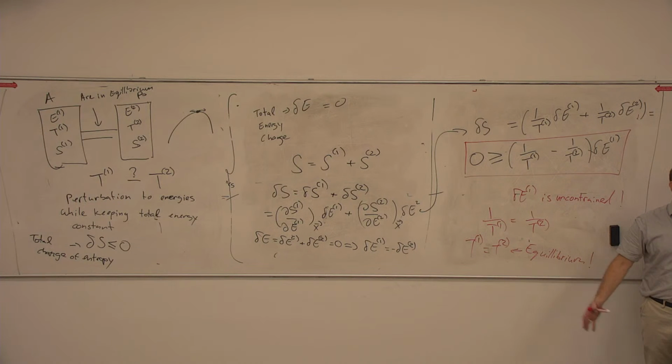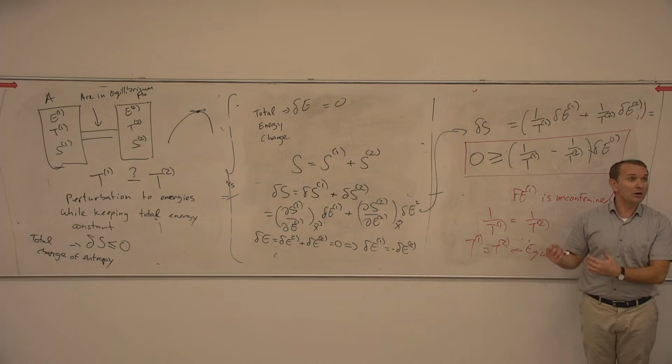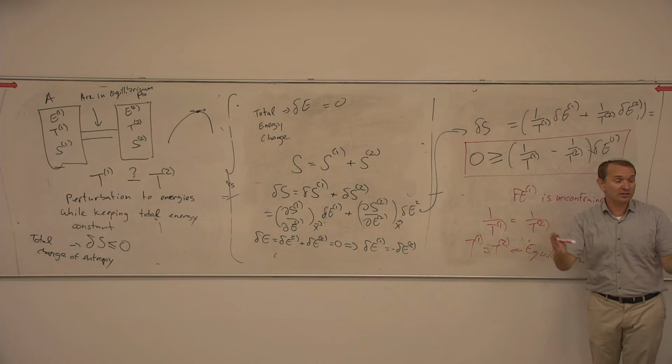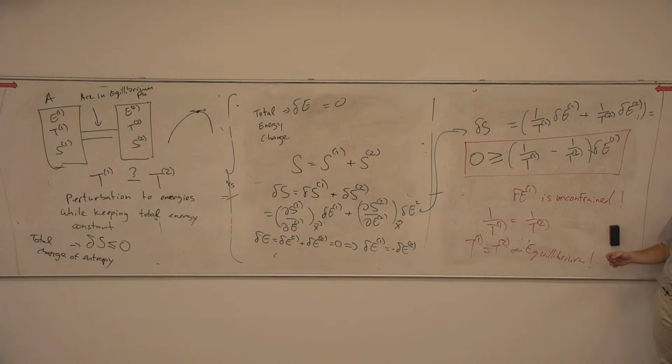Okay? You don't need to assume this from the start. You can assume something about entropy and then get everything else out of this assumption of the maximal value of the entropy.